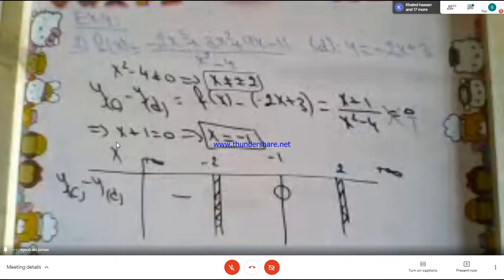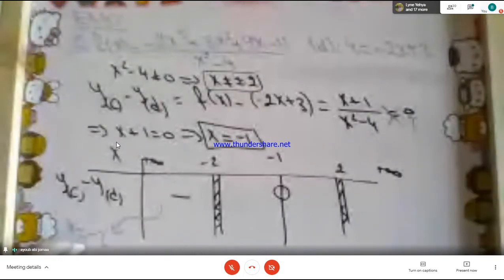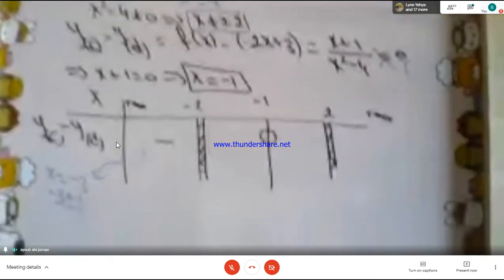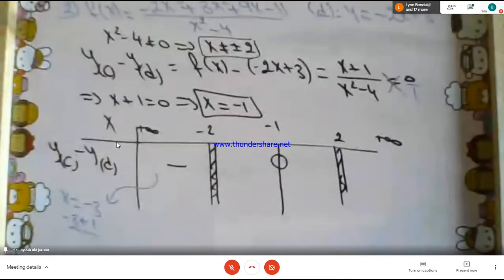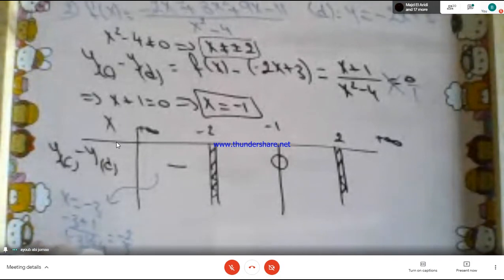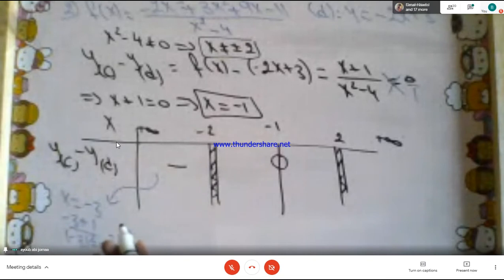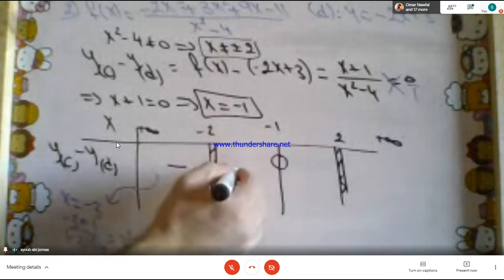From here, if x equal to negative 3, then negative 3 plus 1 over negative 3 squared minus 4 will be equal negative 2 over 5, which is a negative number, so you write negative only. Here between negative 2 and negative 1, take negative 1.5. Same idea, will be positive.